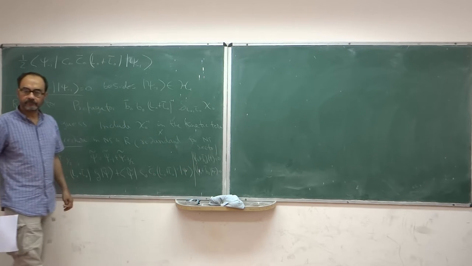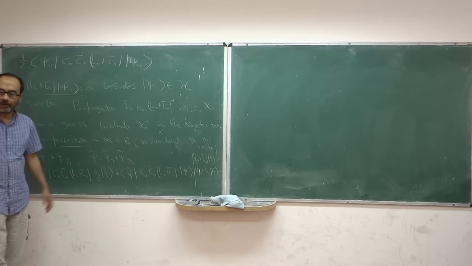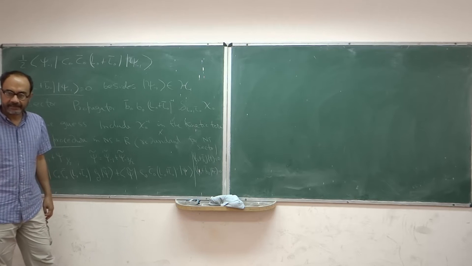So it's really that we are introducing additional fields in picture number minus 3 half, also minus 1. Because psi tilde, as written, is an independent field. But that, as I said, is redundant. It's not necessary. You could have done without it. But I wrote it just to have a uniform formula for the NS and R sectors together.